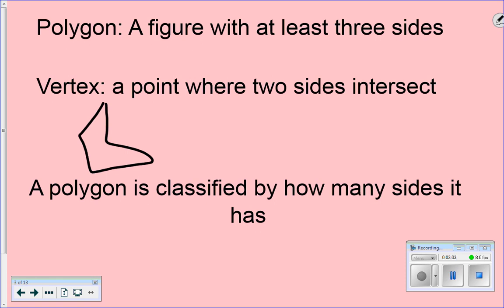Vertex: this is where 2 sides meet. So like this would be a vertex where 2 sides meet. This would be a vertex, vertex, vertex, vertex. Anytime 2 sides meet, basically a point, is a vertex. And a polygon is classified by how many sides it has.